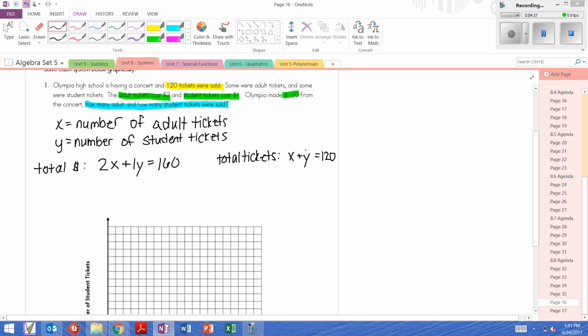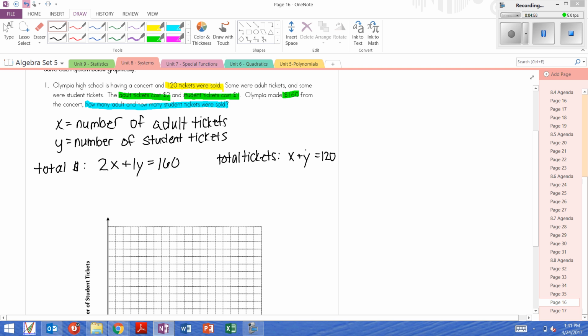Now, it doesn't always work out this way, that it's X plus Y equals some number. You always have to read into the question. Sometimes they might say, oh, there were 3 more tickets that were student tickets sold compared to adult, or something along those lines. So always read into the question to see what we should do with the equations.